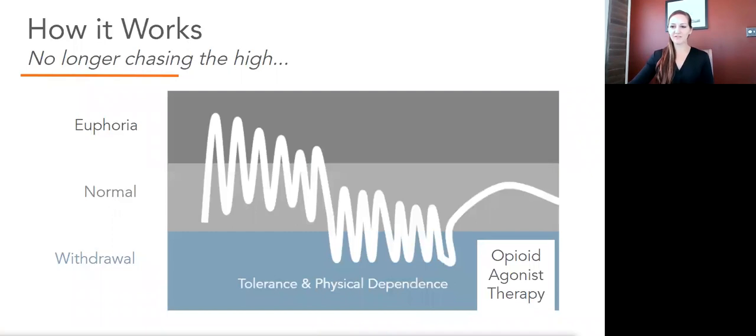Okay, so let's talk about how this works. When a patient first uses an opioid, they might experience that high or euphoric feeling, and then they would return to feeling normal. With each subsequent use, it would be somewhat of a similar pattern. And then at some point, they develop a tolerance and a physical dependence to the drug, to where they are actually experiencing withdrawal symptoms in between uses. And so our goal with opioid agonist therapy is to help them feel normal again without experiencing all of those withdrawal symptoms.